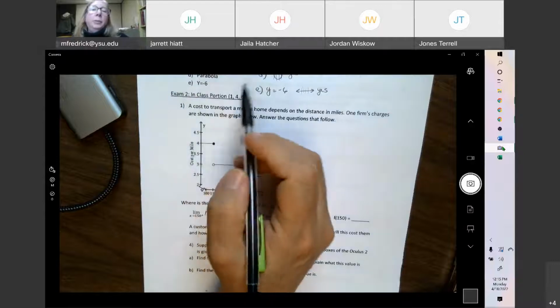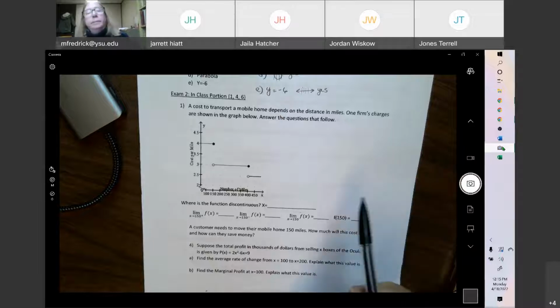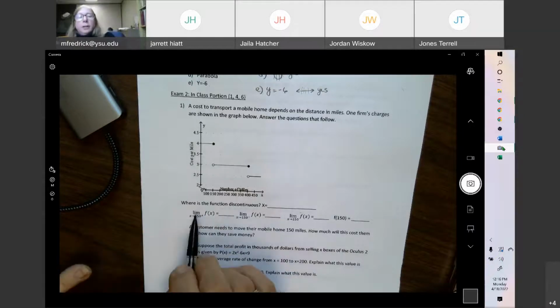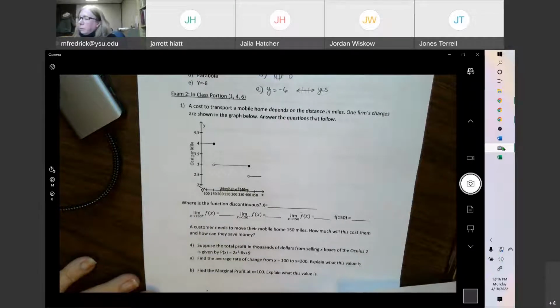Exam 2, the in-class portion, 1, 4, and 6. So number 1. A cost to transport a mobile home depends on the distance in miles. One firm charges are shown in the graph below. Answer the questions that follow. You know what, go ahead and try this one, and then we'll go over it.